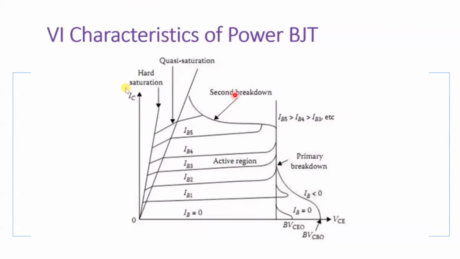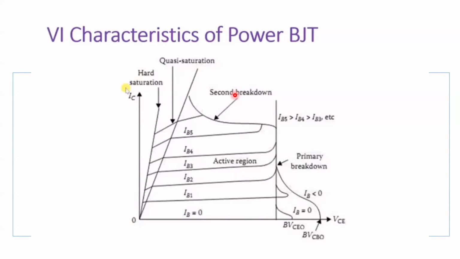The primary breakdown normally takes place because of avalanche breakdown. But in secondary breakdown, at large collector current, the collector-emitter voltage drops. That is, VCE gets dropped. In this region, the temperature increases rapidly and the power BJT gets damaged. So in order to prevent that, you should focus highly on the fact that the collector-emitter voltage drops at large collector currents.